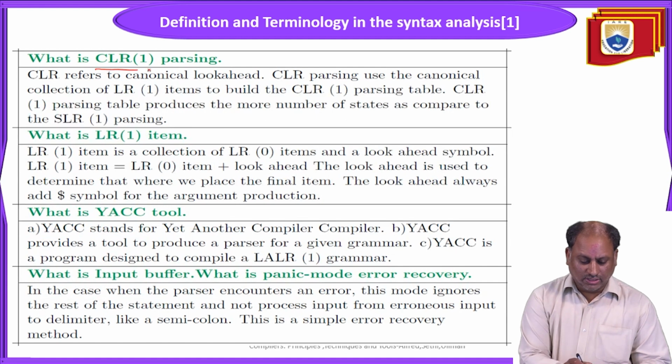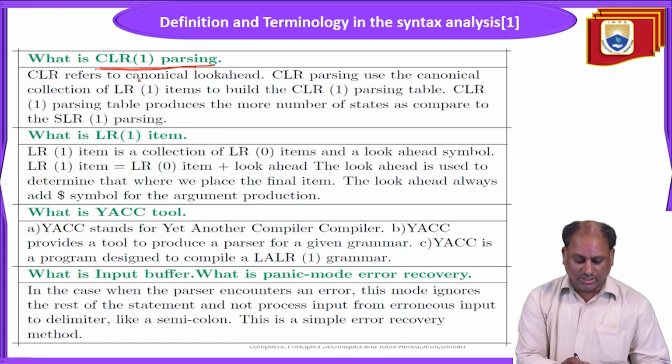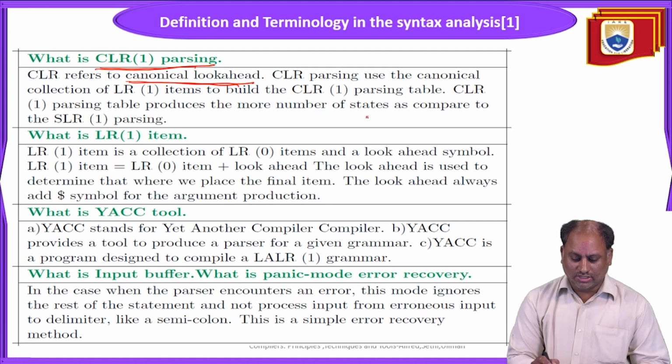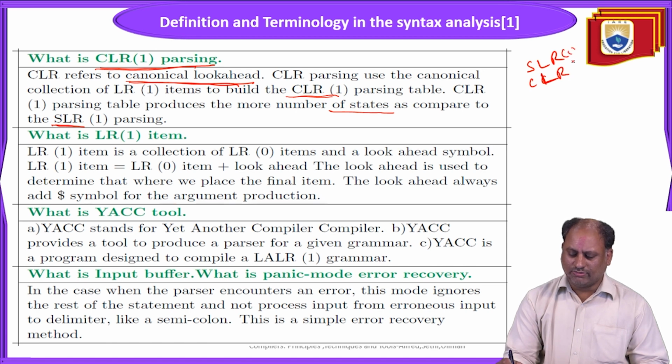Now, what is meant by a CLR1 parser? It indicates that it is a canonical look-ahead parser. In the canonical look-ahead parser, we are going to construct a table called the CLR1 parsing table. This parsing table produces a larger number of states when compared to simple LR parsing, that is SLR. The construction of CLR is called canonical LR. So while constructing this table, we have to compare it with the SLR.